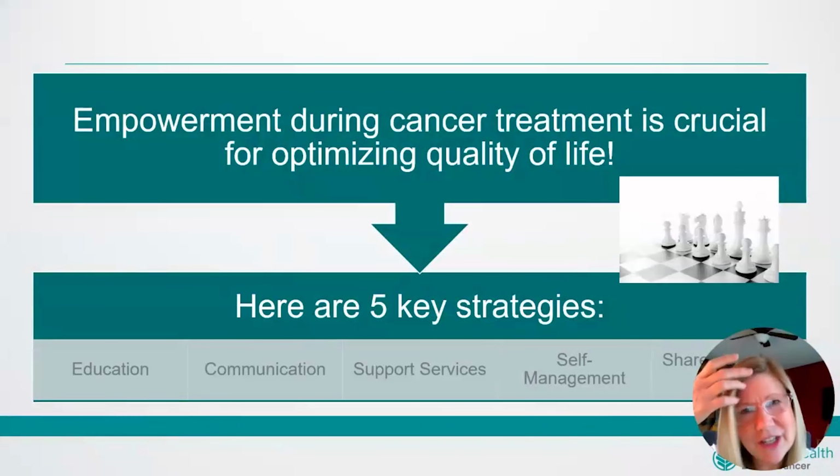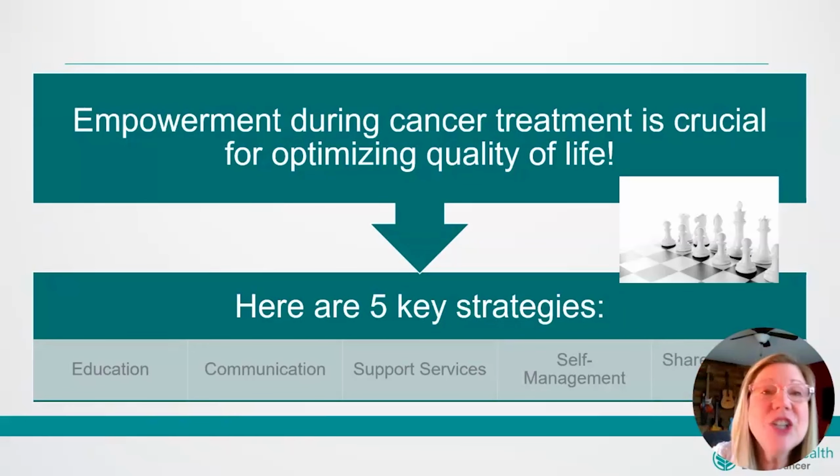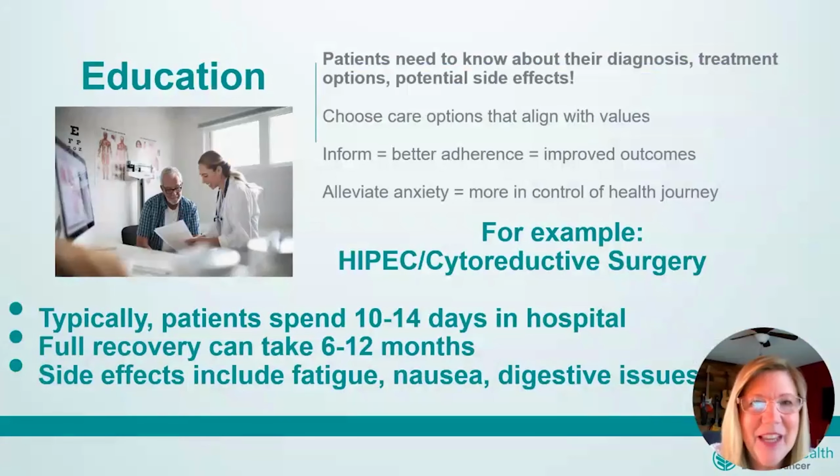There are so many different strategies, but I've touched on 5 here: education, communication, support services, self-management, and shared decision making. First, education. It's key for empowerment. Patients and families need to know the enemy, and that's why you're joining us today. Patients need to be informed about their diagnosis, treatment options, and potential side effects. Knowing these things can help patients choose options that align with their values and preferences.